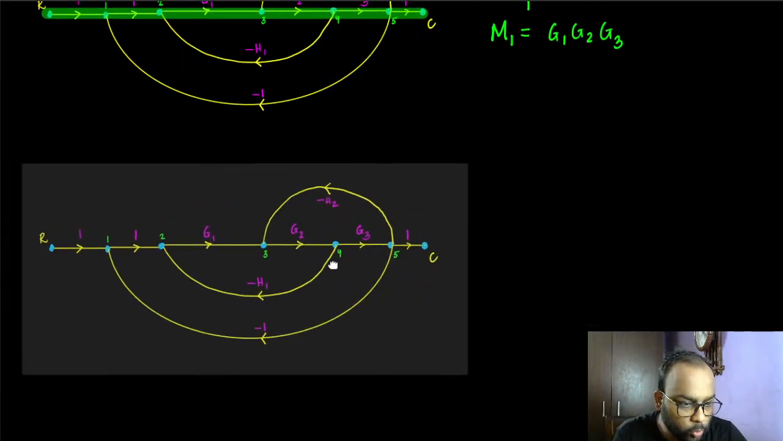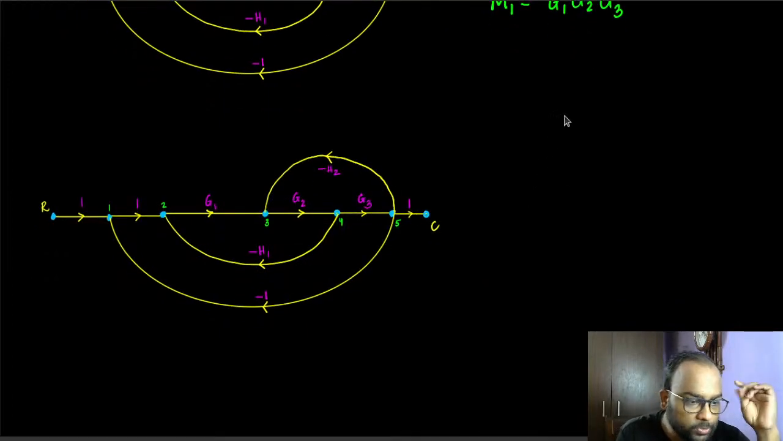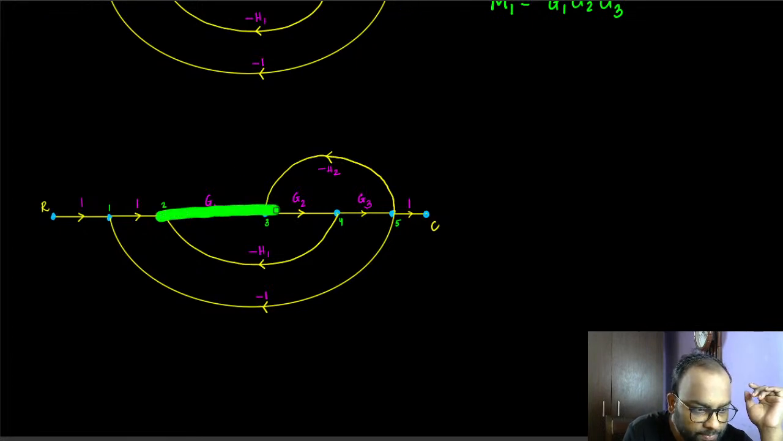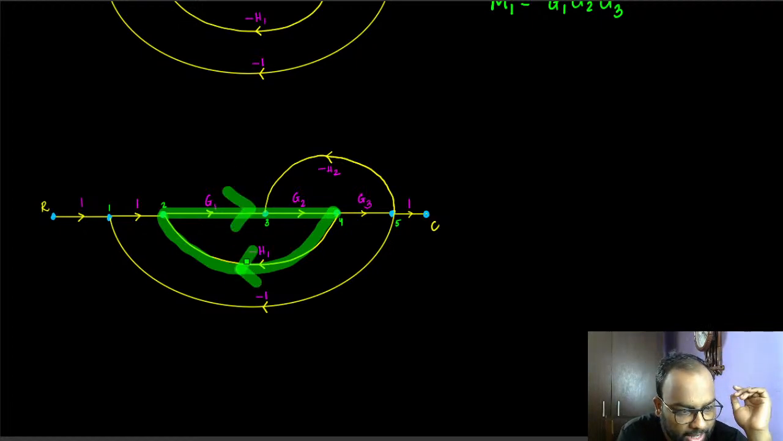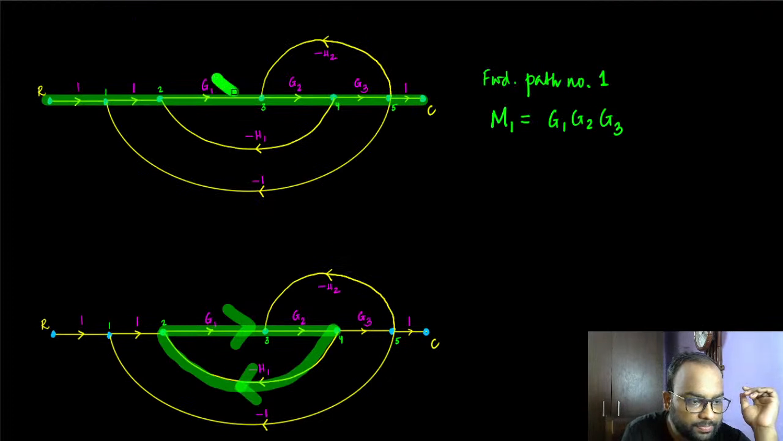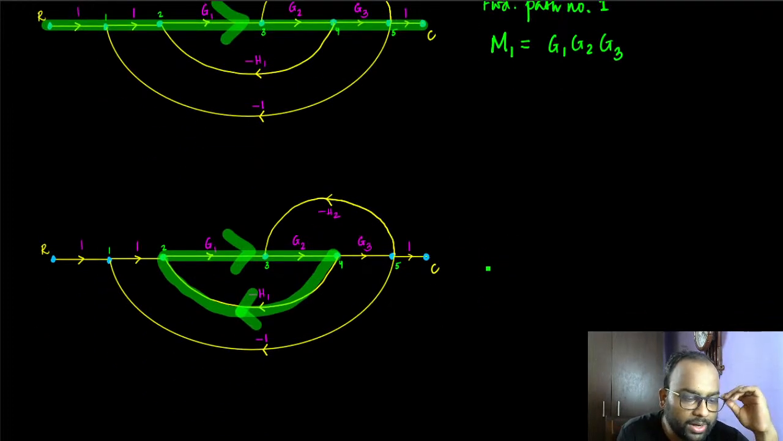Now let's talk about the loops. How many loops do you see? It seems like we have one loop here. A loop is essentially starting from one node and coming back to the same node without traveling through any edge twice. So we are starting from this and coming back to this. That's one loop.